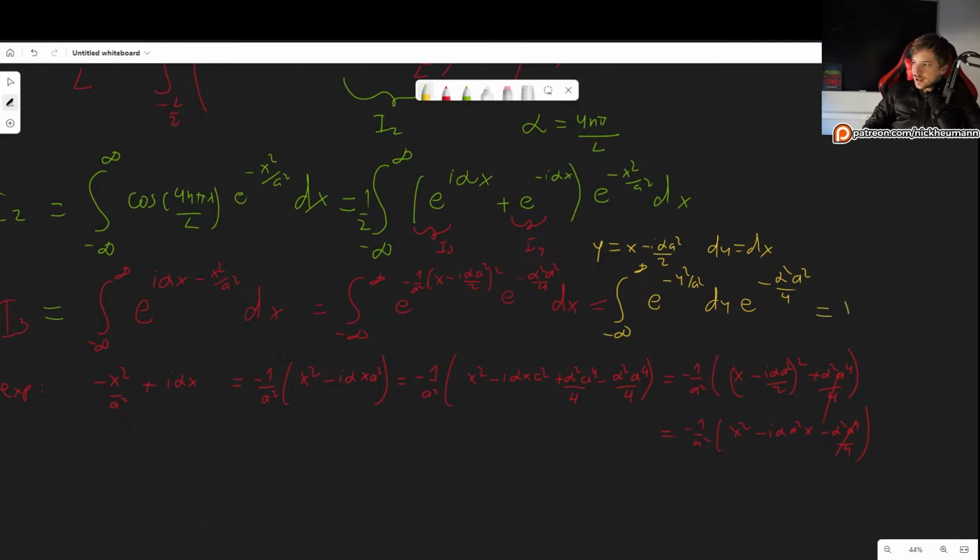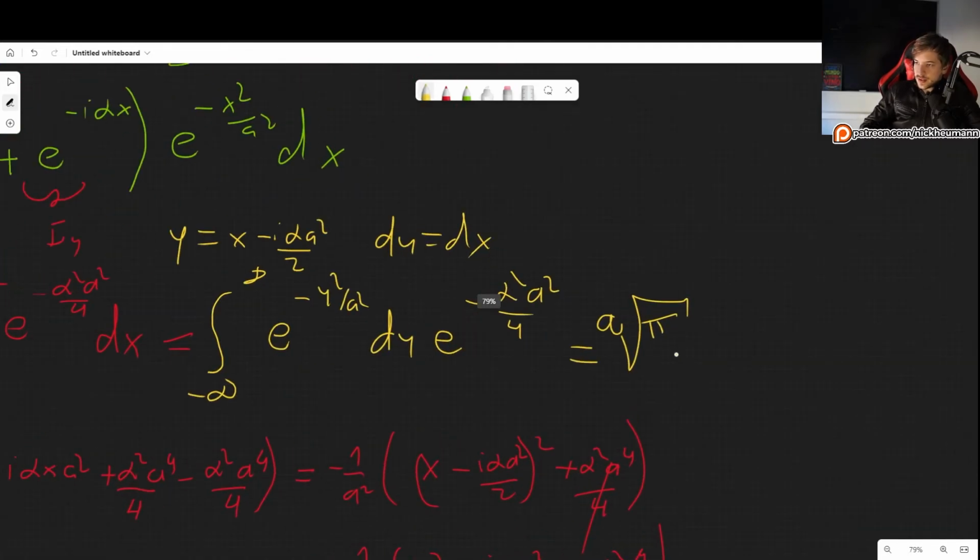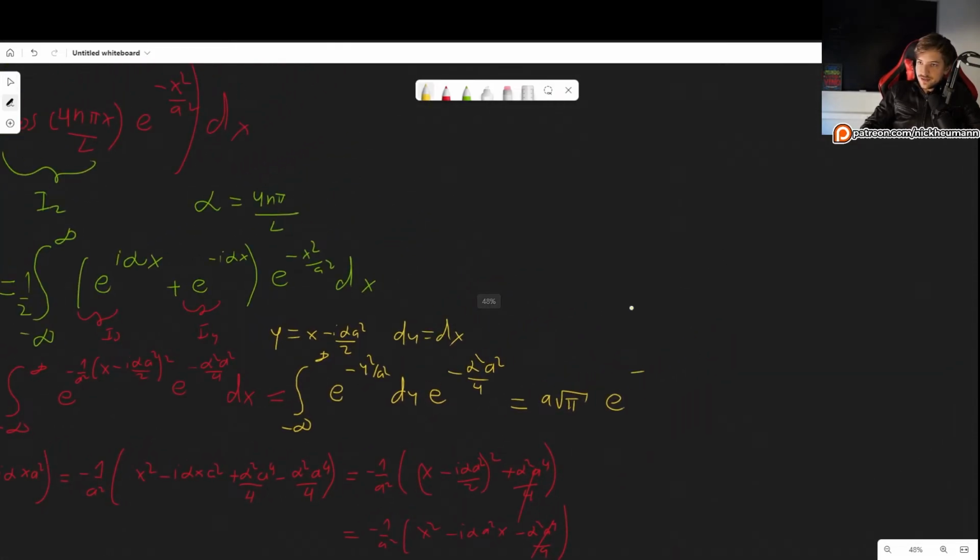Okay, so this is square root of pi divided by 1 over a squared, but as before, we get the a up here. And I don't like the way that this looks, so I'm going to just correct it. So this is a square root of pi. And then e to the minus alpha squared. But what is alpha squared?